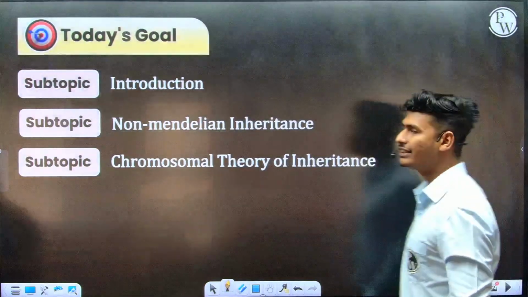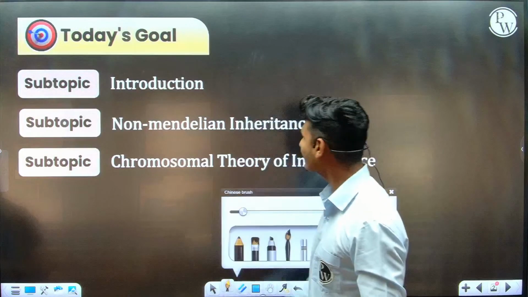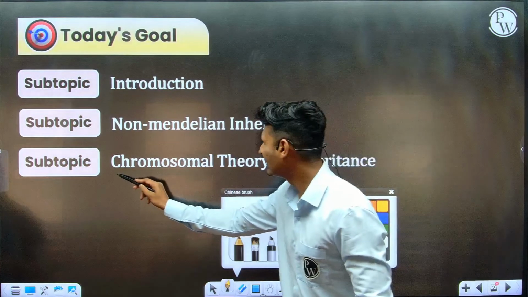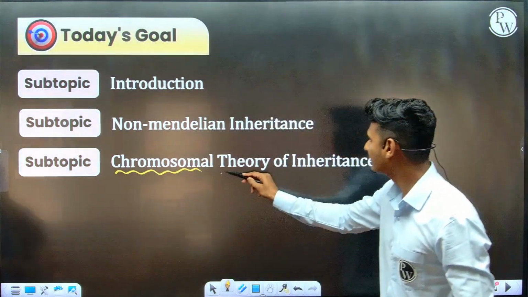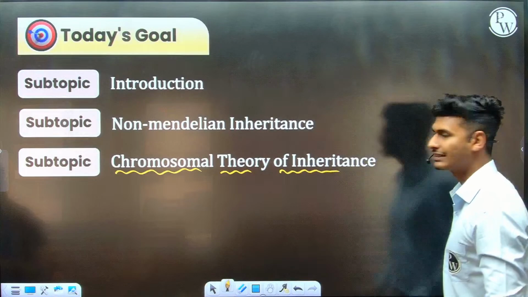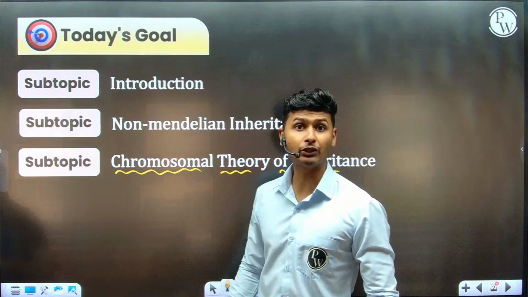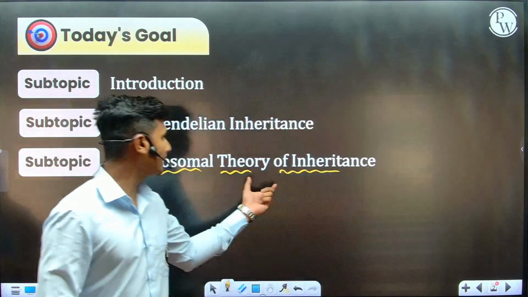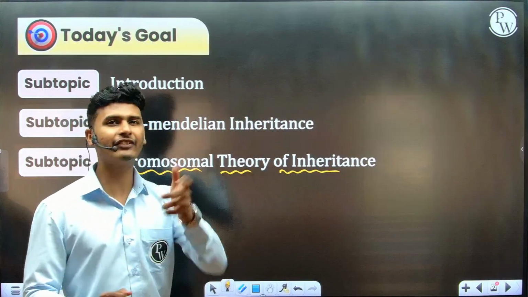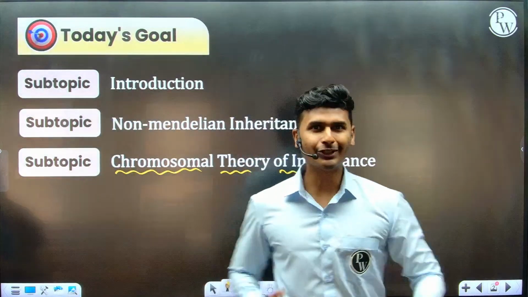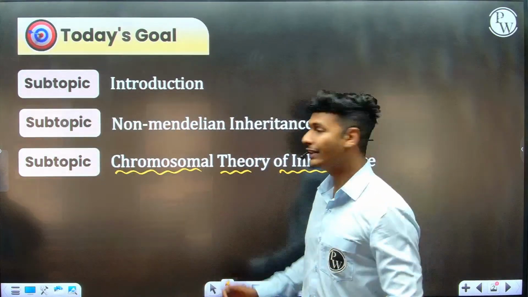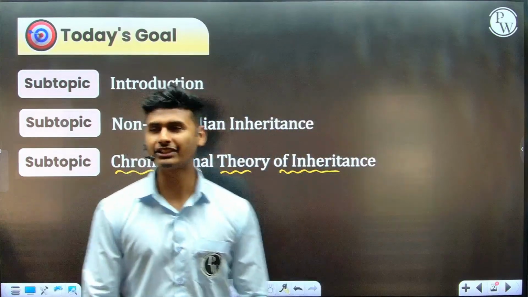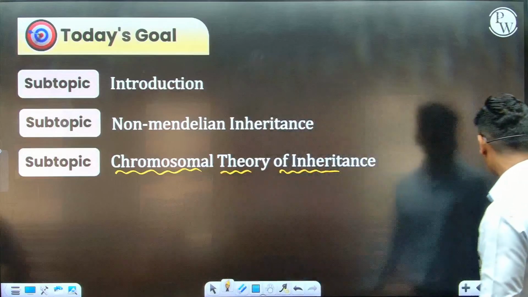So what we are going to discuss in today's topic: first introduction, then non-Mendelian inheritance, and then a very crucial topic, that is the chromosomal theory of inheritance. This is a very crucial topic because questions are continuously asked on it, and it is a little bit difficult to understand. Some MCQs and PYQs we are also going to discuss in the session. So let's begin the power hour session, principle of inheritance and variation.